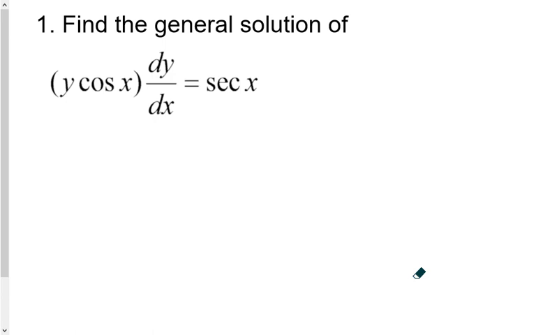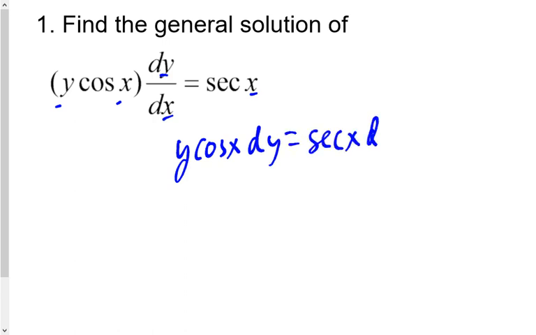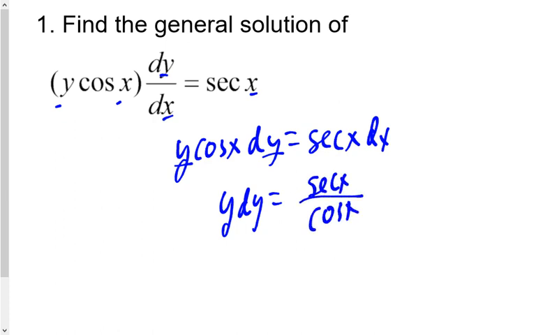So now I want the general solution. When I notice that I have y, x, dy, dx, I want to get x's on one side, y's on the other. So the first thing I'm going to do is multiply both sides by dx. Now I still want all my x's over there, so I want y dy left over there. I want all my dy's over there. Then I'm going to have secant x over cosine x dx.